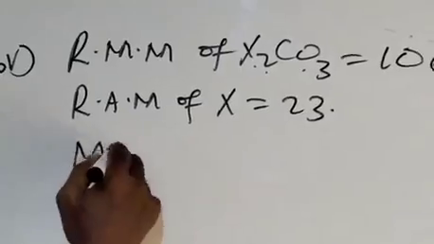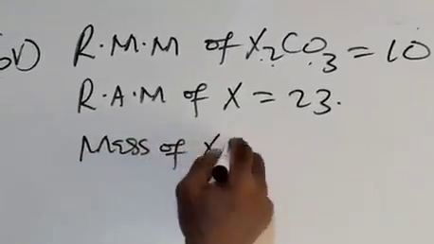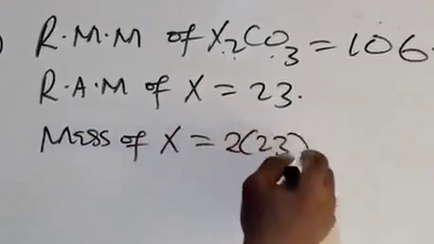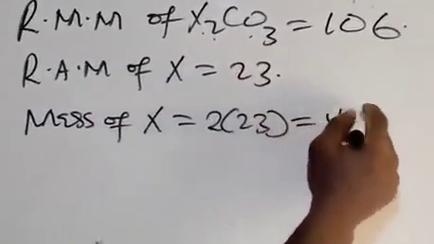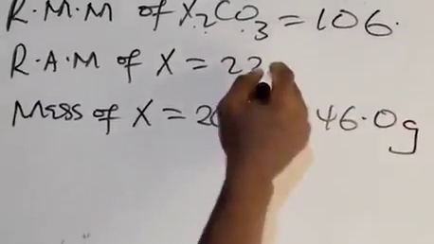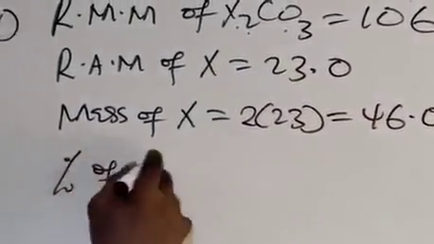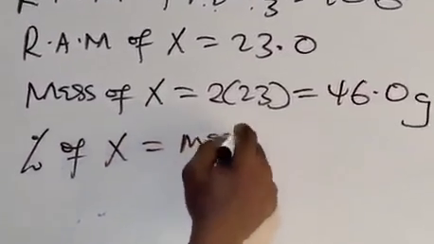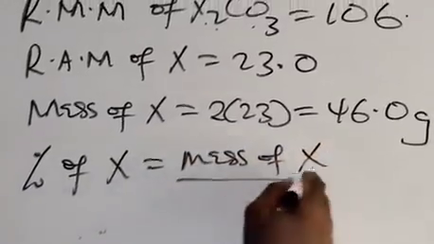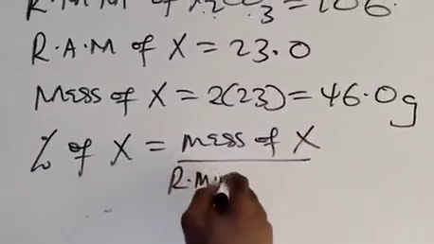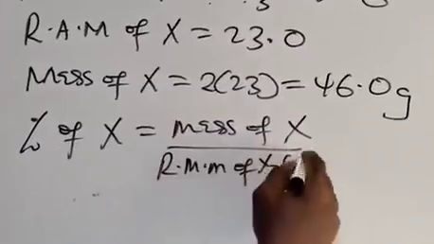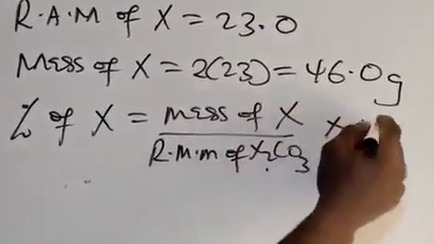So the mass of S in the compound becomes 2 times 23, where 23 is the mass of 1 atom. That gives us 46.0 grams. Please put 0.0 to make it 3SF. So the percentage of S in the compound becomes mass of S all over relative molecular mass of the compound, times 100 over 1.